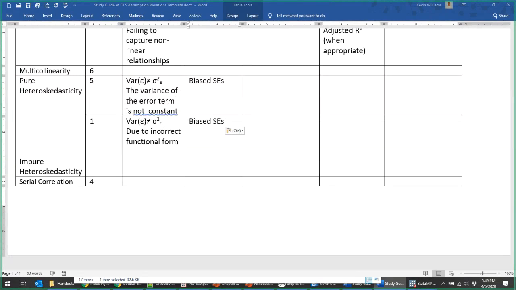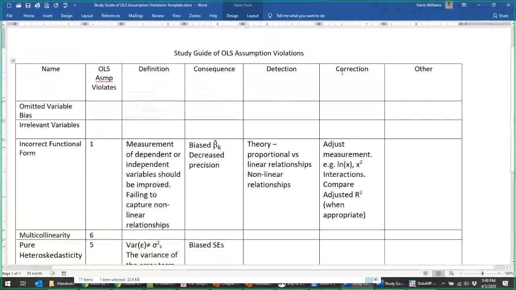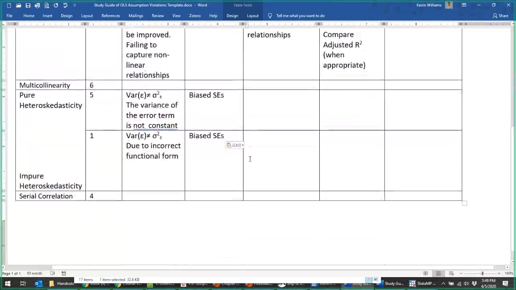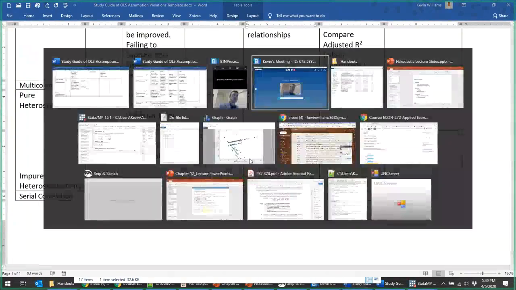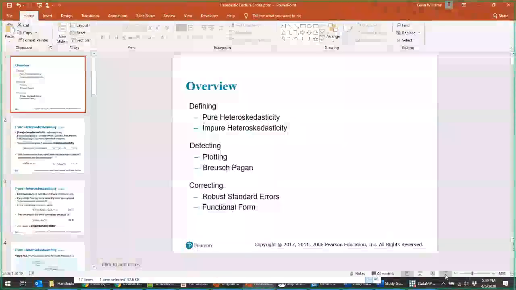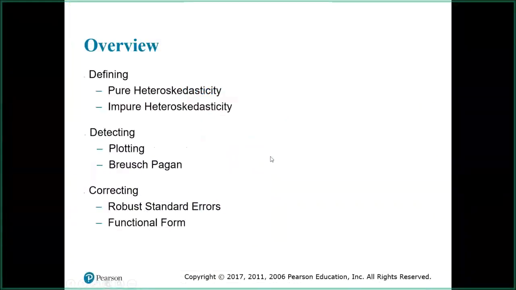And, well, actually, I guess I'll come into the last two columns. How do we detect it and how do we correct for it after I go through the slides and a Stata example. All right, so we're going to start off today by defining pure heteroskedasticity versus impure. Then I'm going to show you how to detect heteroskedasticity. Then I'm going to show you how to correct for it, which is a very quick fix. That's the nice thing about heteroskedasticity. And then I'll show you an example in Stata, and we'll come back and fill out that table.